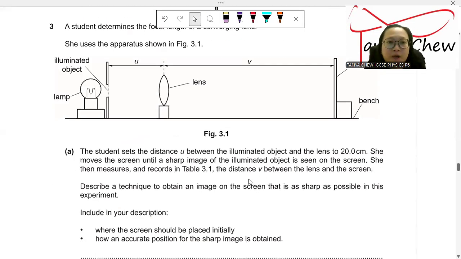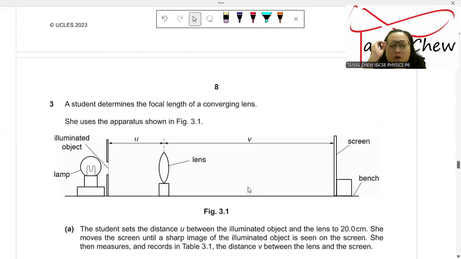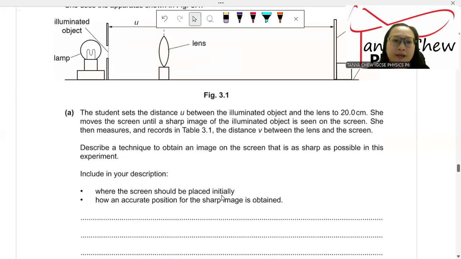Now, question number 3. A student determines the focal length of a converging lens. She uses the apparatus shown in Fig 3.1. A, the student sets the distance U between the illuminated object and the lens to 20 cm. She moves the screen until a sharp image of the illuminated object is seen on the screen. She then measures and records in table 3.1 the distance V between the lens and the screen. Describe a technique to obtain an image on the screen that is as sharp as possible in this experiment.